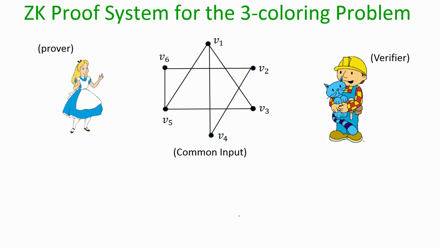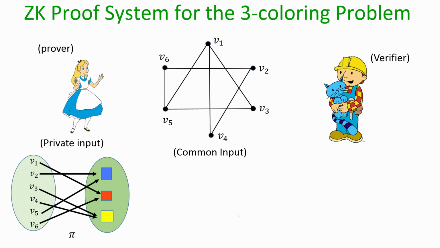So, now let us see a zero knowledge proof system for the 3 coloring problem. Imagine Alice is the prover and Bob is the verifier, and the common input for both Alice and Bob is the description of a graph, and say the private input for the prover, namely Alice here, is a 3 coloring of the publicly known graph, namely an assignment pi mapping the vertex set to the color set C1, C2, C3, and what Alice wants to prove to Bob is that indeed the given graph is 3 colorable and she has an assignment pi available with her.